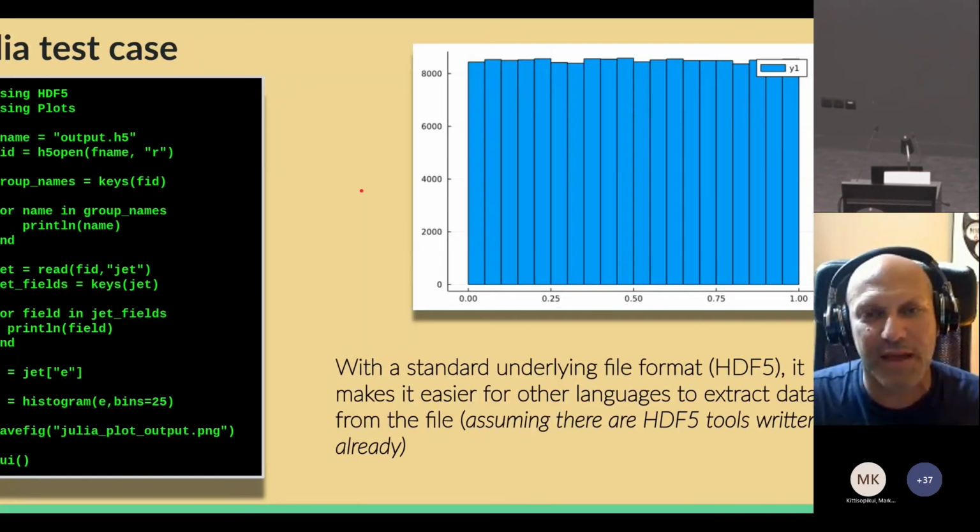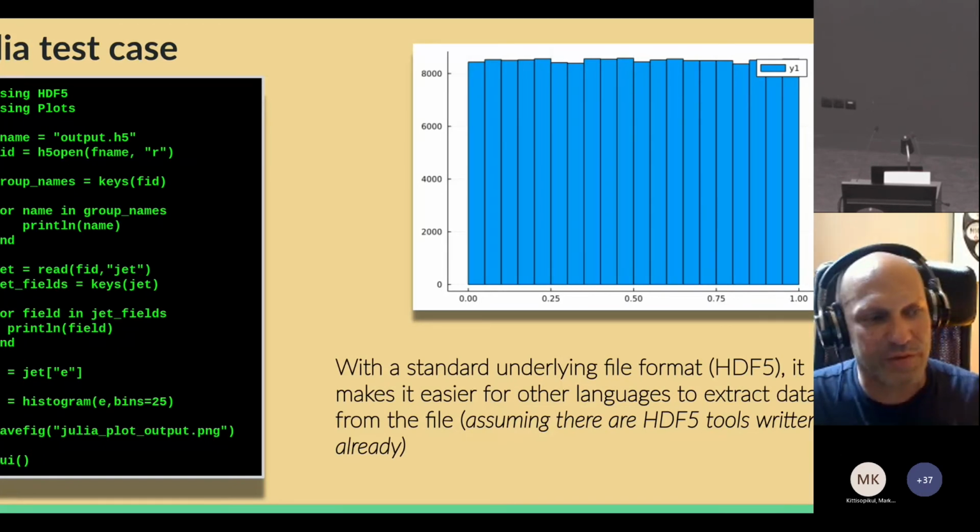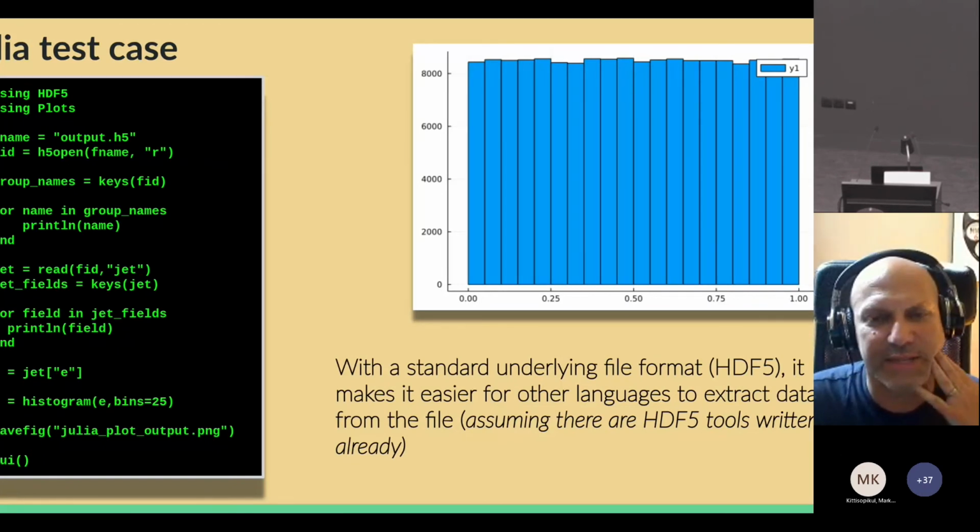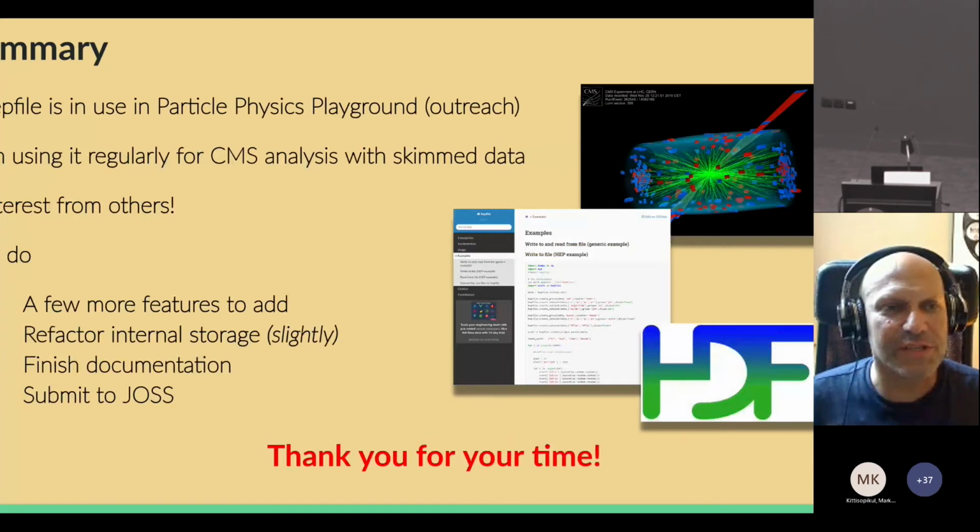Because now I could take my high energy physics data and give it to a Julia expert. And if I explain the data layout, or I've got enough metadata in there that explains it, they could go and work with it in Julia if they didn't like Python or whatever comes after that. You could write something in obviously C or C++ if you wanted as well. So let me just summarize.